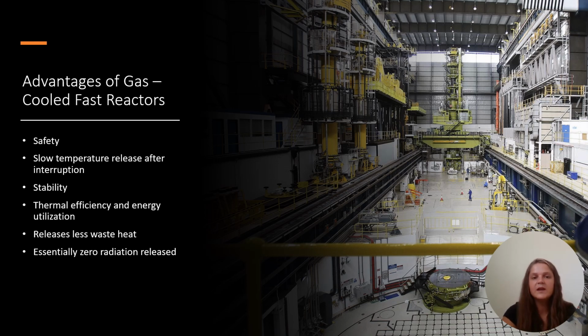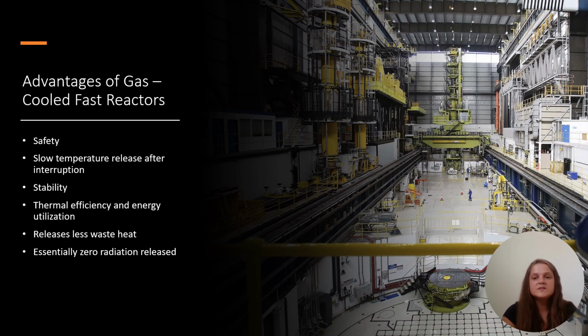Another very important advantage is the slow release of pressure following an interruption by some power failure, mishap, whatever it might be. So in this event, the temperature in the core releases very slowly because the fuel elements are embedded in a massive matrix of graphite. So this serves as a moderator for slowing down neutrons, as we know, and can absorb heat from fission products.